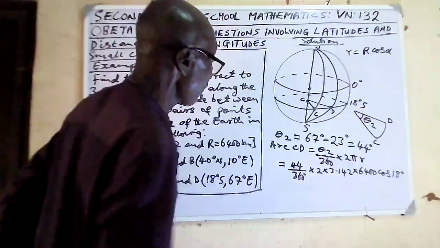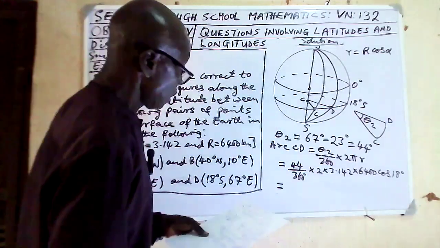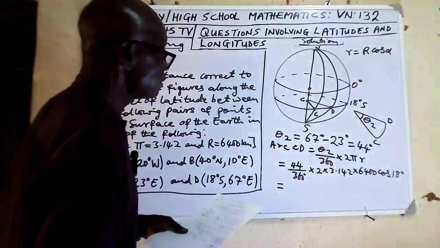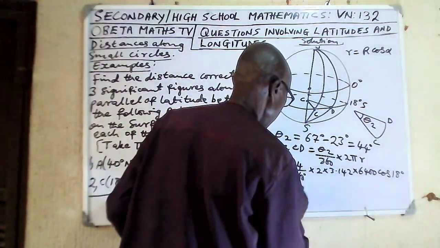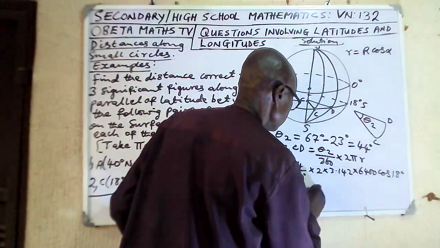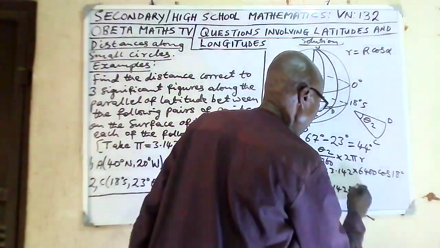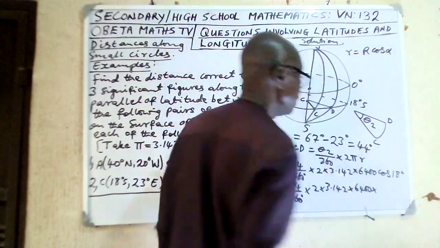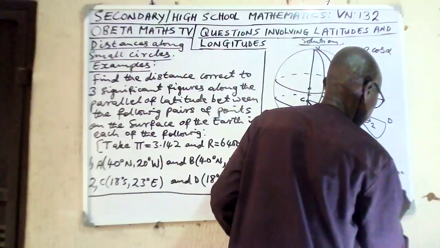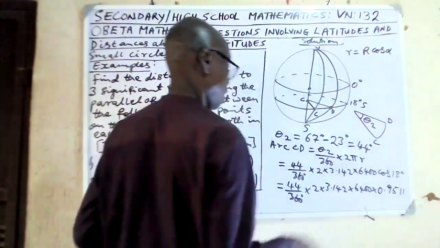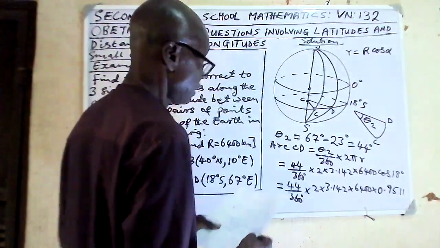Okay. So, moving on, after multiplying everything, let us write it out first. That will be 44 over 360 times 2 times 3.142 multiplied by 6,400 times cos 18, 0.959511. Everything over 360. So we multiply it out.